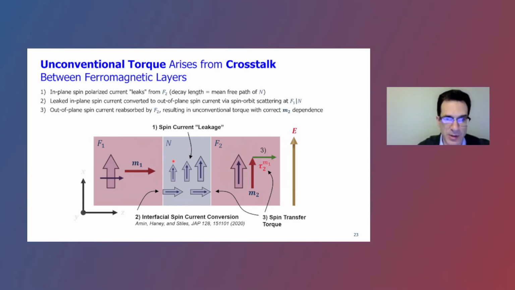So this current parallel to M2 can get converted through those interfacial processes into the out-of-plane spin current, which is polarized parallel to M1. Then that current reaches the interface with M2, and gets absorbed through the spin transfer mechanism. But because it depends on M2 to begin with, there's an extra dependence that turns it into a field-like torque. So this is essentially the mechanism.